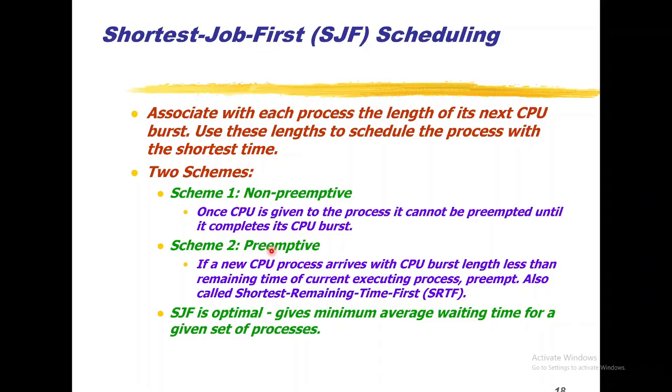The second one is preemptive. If a new CPU process arrives with a CPU burst length less than the remaining time of the currently executing process, preempt. This is also called shortest remaining time first. We'll look at it also. So we have shortest job first, non-preemptive and preemptive. Shortest job first is optimal. It gives the minimum average waiting time for a given set of processes.